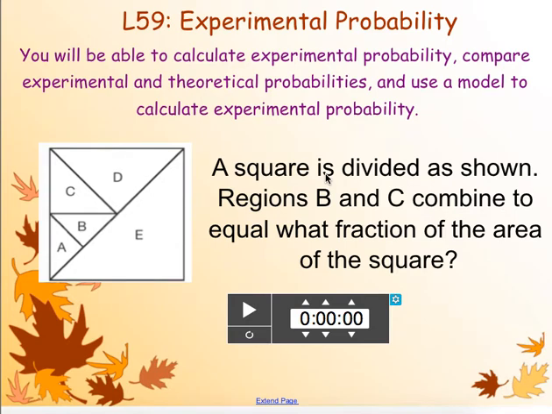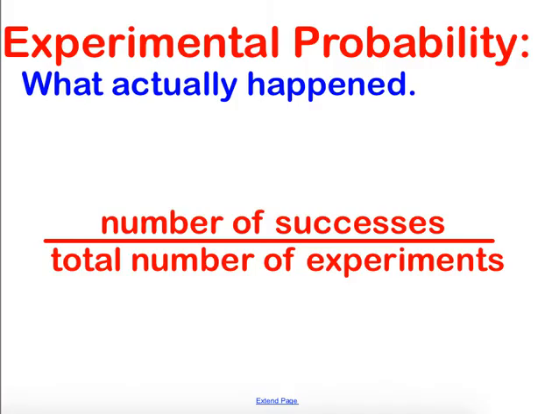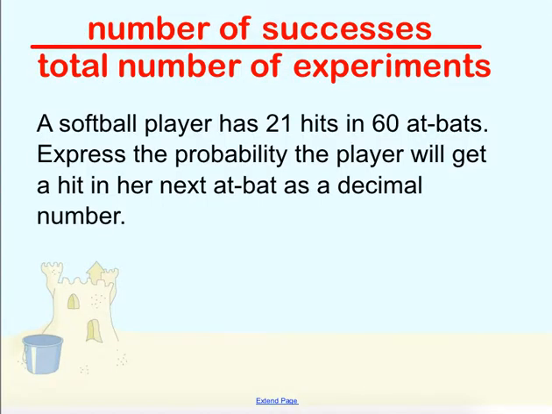Course 3, Lesson 59, we are doing experimental probability. Now, experimental probability, rather than theoretical probability, we are looking at what actually happened. Theoretically, that's what we imagine is going to happen. But once we do experimental probability, we've done experiments, so we know what has happened. And our ratio, our fraction, is the number of successes over the total number of experiments. So let's give some examples of this.